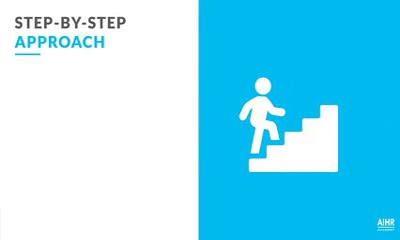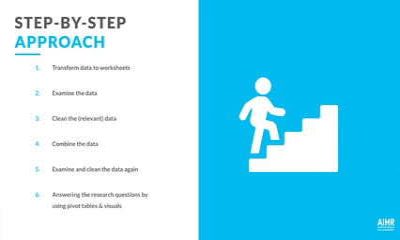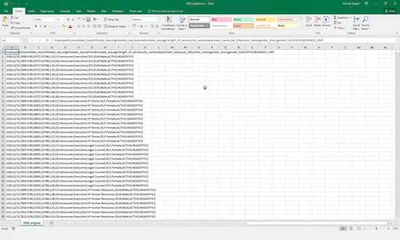This is our step-by-step approach. So how do we get started? First of all, we'll transform the data to Excel worksheets by separating the values. Secondly, we'll examine the data. We'll clean the relevant data and we'll combine the different datasets. We'll then examine and clean the data again, and then we'll try to answer the questions by using pivot tables and visualizations. As I already said, if you feel courageous, you can use the dataset and try to do it for yourself. Now let's get started with the data analysis.